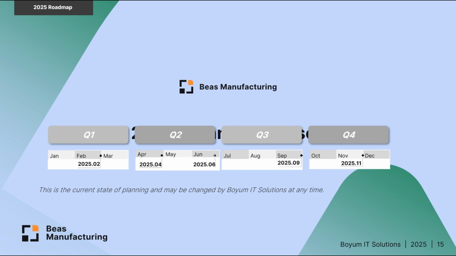This concludes our introduction to the 2025.04 version of Beas Manufacturing. According to our release roadmap, our next version will be 2025.06 to be released at the end of June 2025.